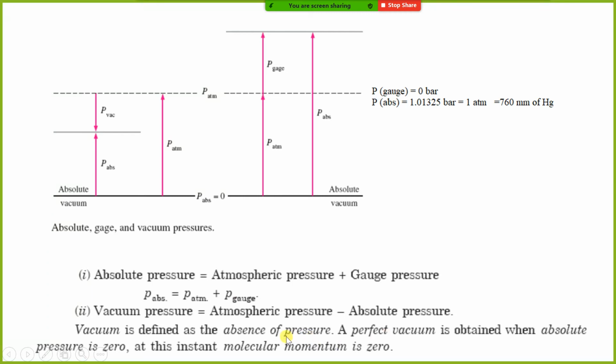Vacuum is defined as the absence of pressure. There is no pressure, or the gas or the air is removed. The perfect vacuum is obtained when there is zero pressure. At this instant, molecular movement is zero. If there is a 100% vacuum, there is nothing. If there is nothing, the molecular movement will be zero.